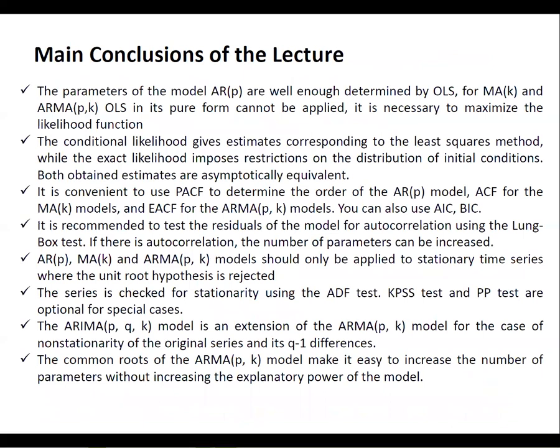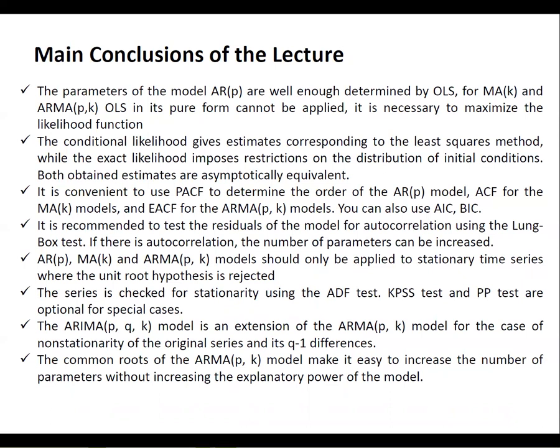Here is a brief summary of the lecture. The things that we have studied today, what you should already clearly master in your heads. First, when estimating the parameters of an autoregressive model, the ordinary least squares method is suitable. It is widely used, and the conditional likelihood function gives the same result.